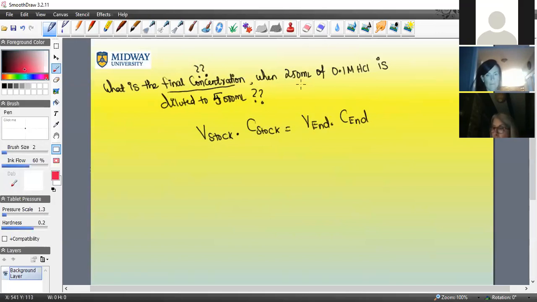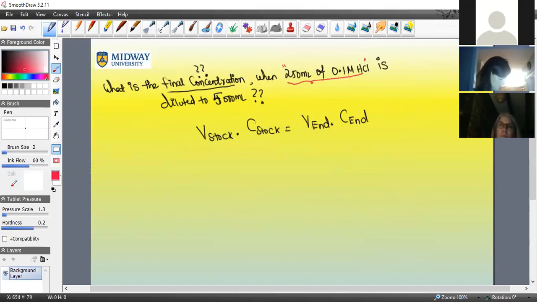So this is what, as I said, I did it out of practice. That's the way my hands write. This is the way a chemist would write something. So 250 mils of 0.1.